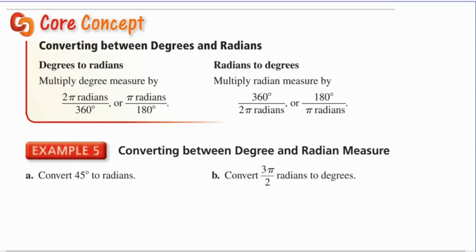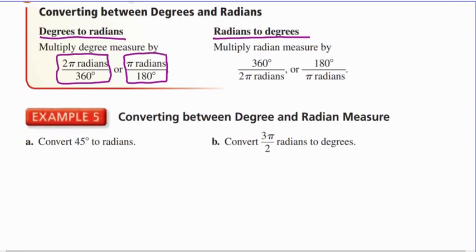All right, to convert between degrees and radians, we're going to use the fact that it takes 2 pi radians to get all the way around a circle, or it takes 360 degrees to get all the way around a circle, okay? Or you can also use the fact that it takes pi radians to get halfway around a circle, or 180 degrees to get halfway around a circle, okay? That's how you convert from degrees into radians. If you want to convert from radians into degrees, you just flip your fractions, okay?